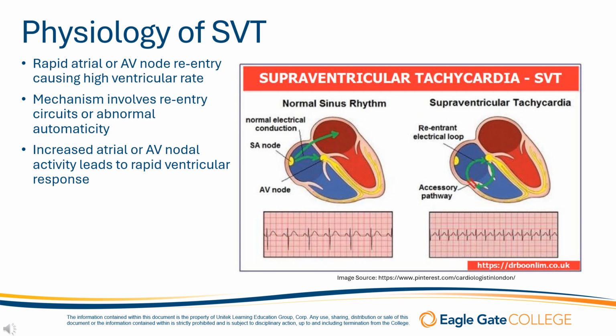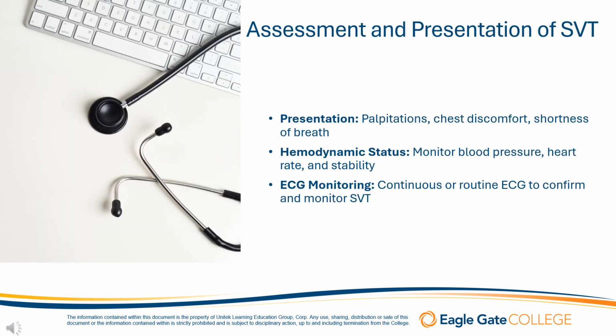Treatments aim to interrupt the re-entry circuit or suppress abnormal automaticity to restore a normal heart rate. Timely intervention is essential to prevent complications associated with prolonged episodes of SVT, such as heart failure or myocardial ischemia. Interventions may include vagal maneuvers, medications like adenosine or beta blockers, and in some cases, electrical cardioversion. Now let's explore how to assess and recognize the presentation of supraventricular tachycardia in patients.